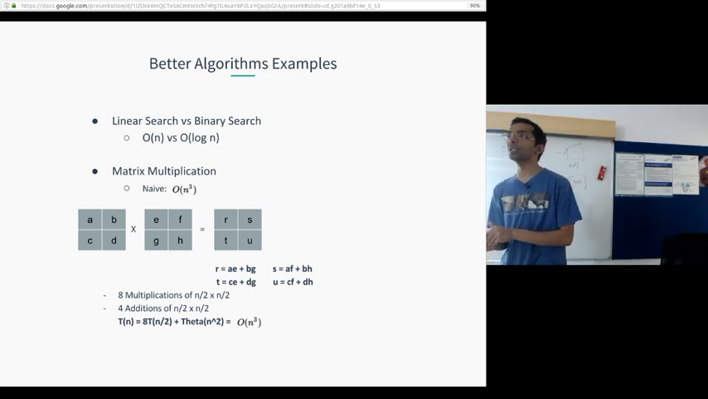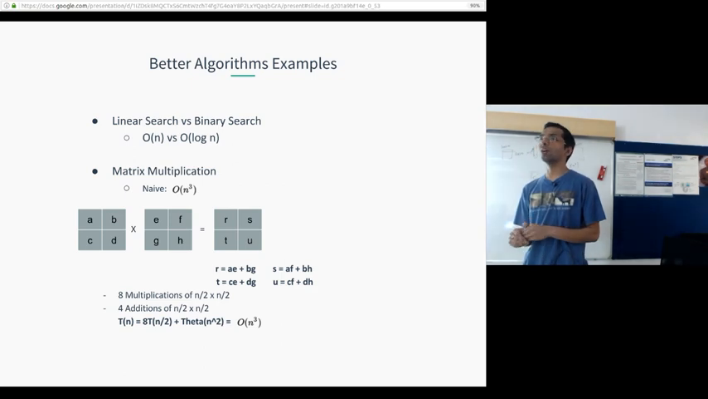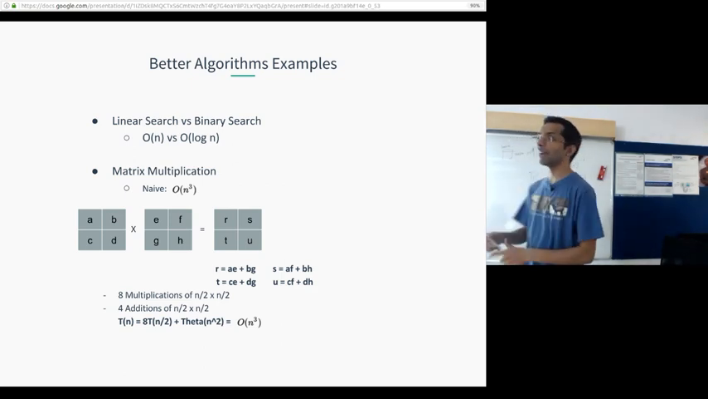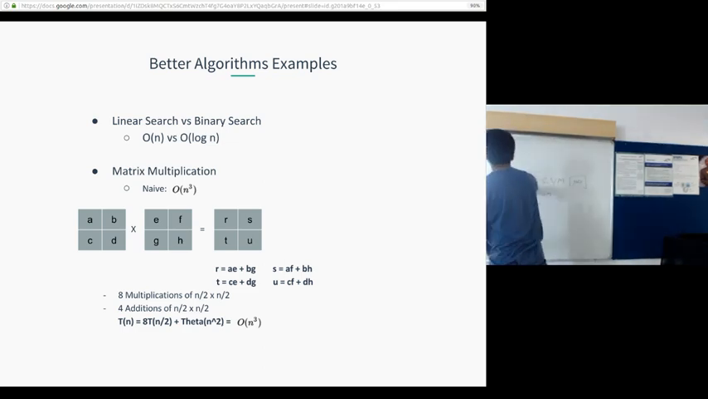Linear search versus binary search. How many of you know what binary search is? Almost everyone knows. Anyone who doesn't know binary search? Maybe I can just give one example. Okay, sure. The idea of binary search is very simple.